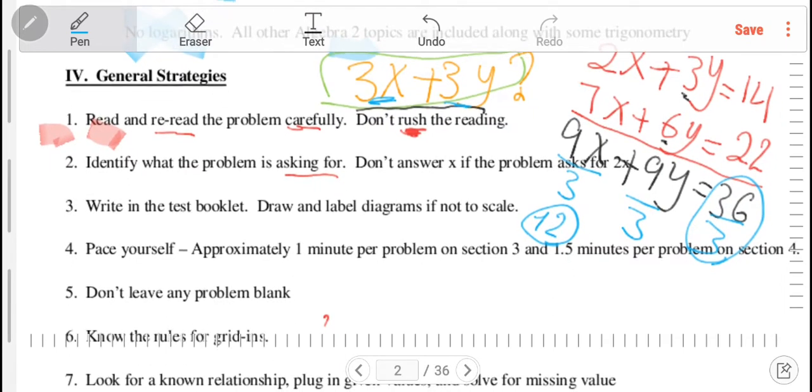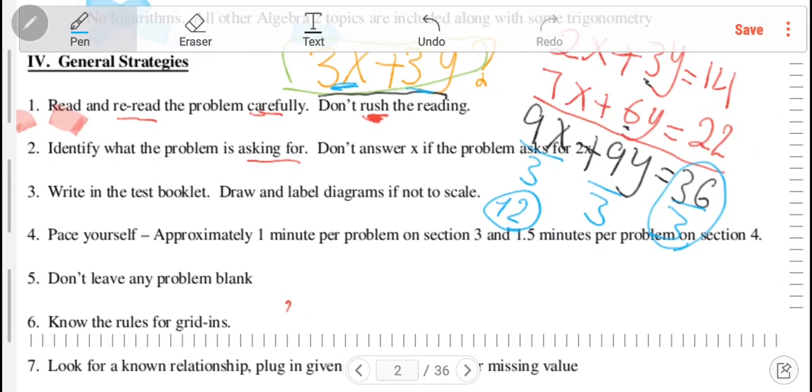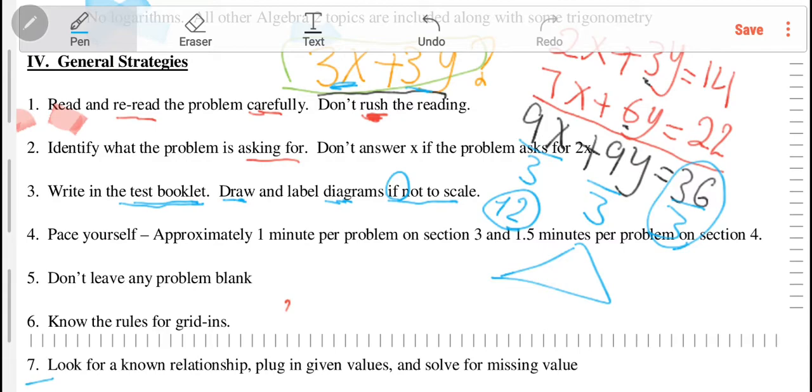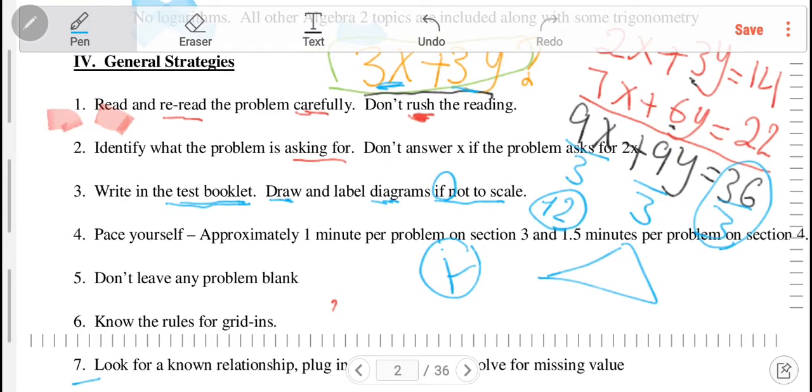The third strategy here is to try in the test booklet. Please write in the test booklet. Don't use your mind only. Write in the test booklet, draw and label diagrams, if not to scale, whatever, it's not to scale. If you want to draw a triangle, draw any triangle. If you want to draw a shape like a circle, write, draw, label.